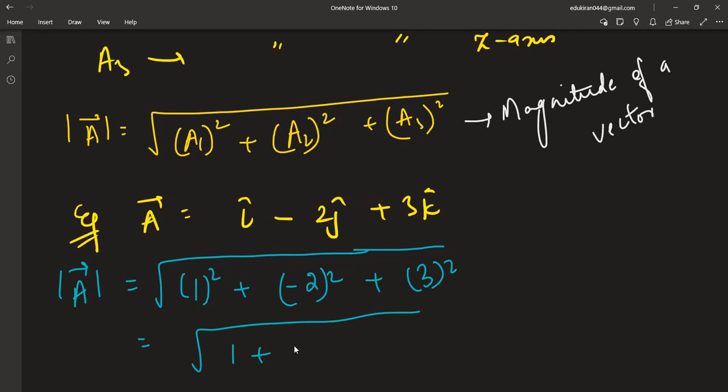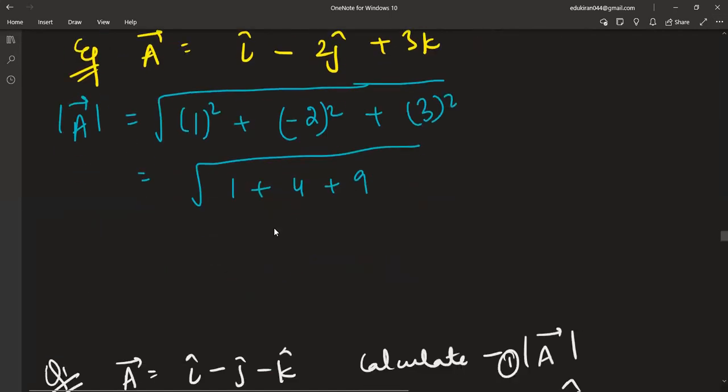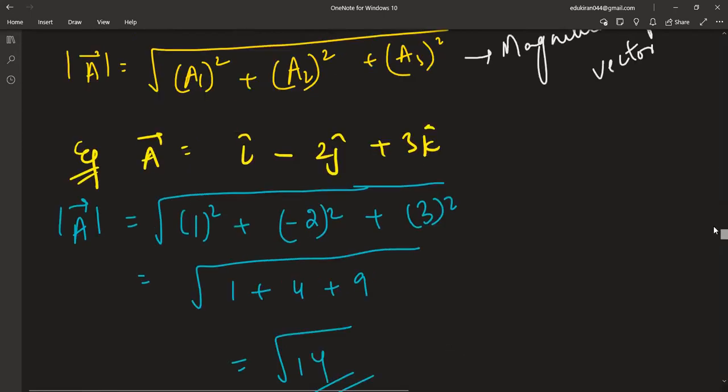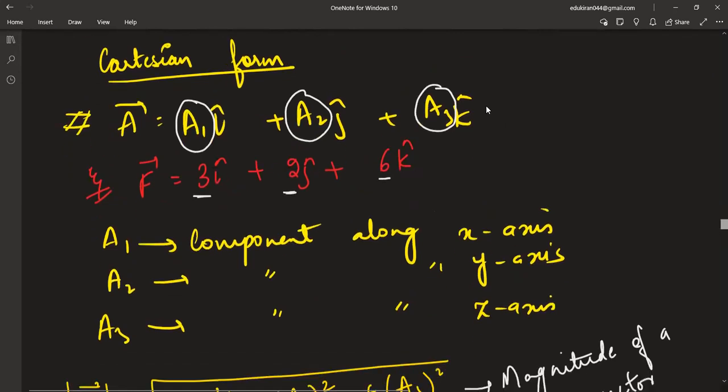That is under root 1 plus minus 2 into minus 2, which becomes 4, plus 9. That is root 14. So the answer is root 14. This is the final answer. See, write it down. I'll tell you later. We'll practice some more examples. Write it down.